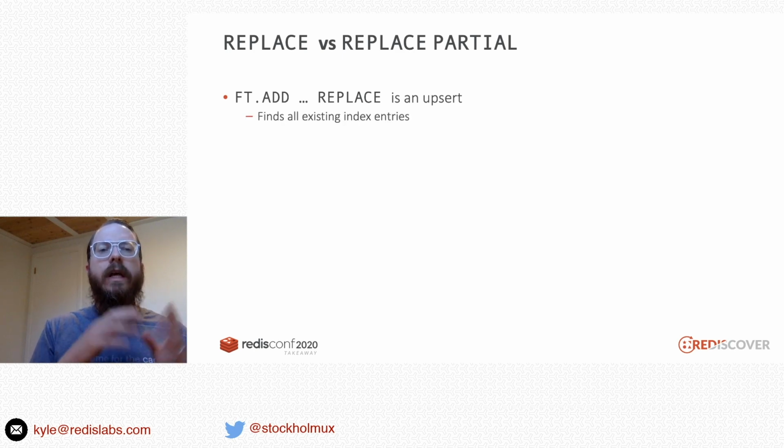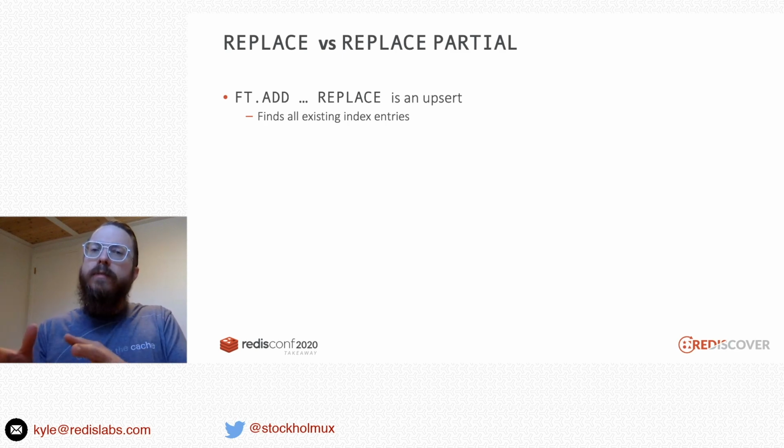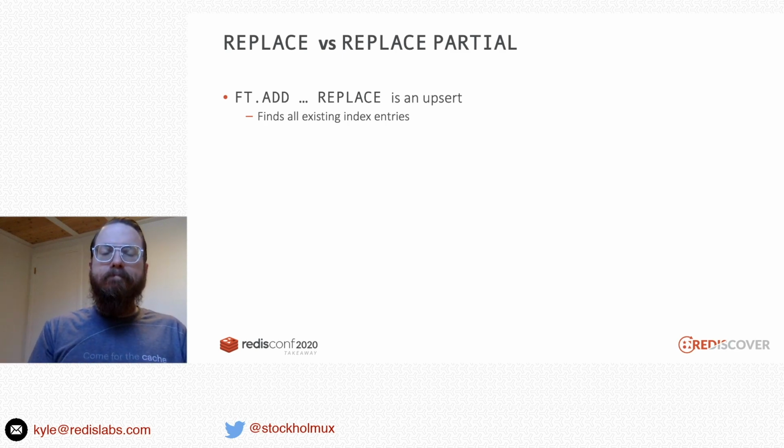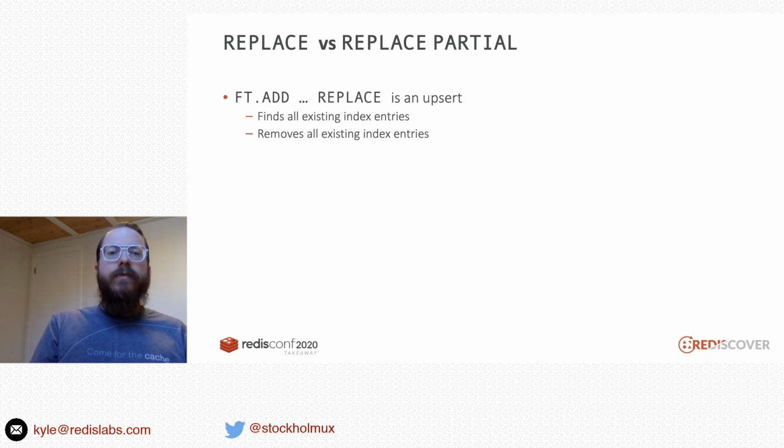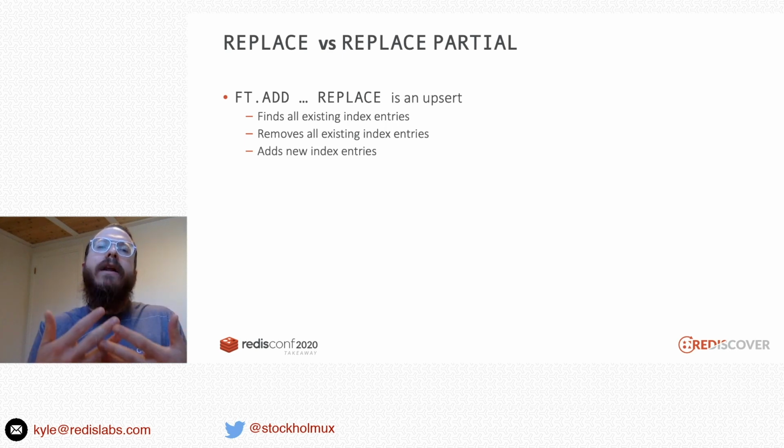But basically, ADD and REPLACE, and then we'll get to REPLACE PARTIAL in a second, finds all existing entries in the index for that given document. So in this case, when I talk about entries, I'm talking about individual terms that are matched in that document. Now, it's going to remove all those existing entries when you do REPLACE, which makes a lot of sense, right? And then it's going to add new index entries in its place.